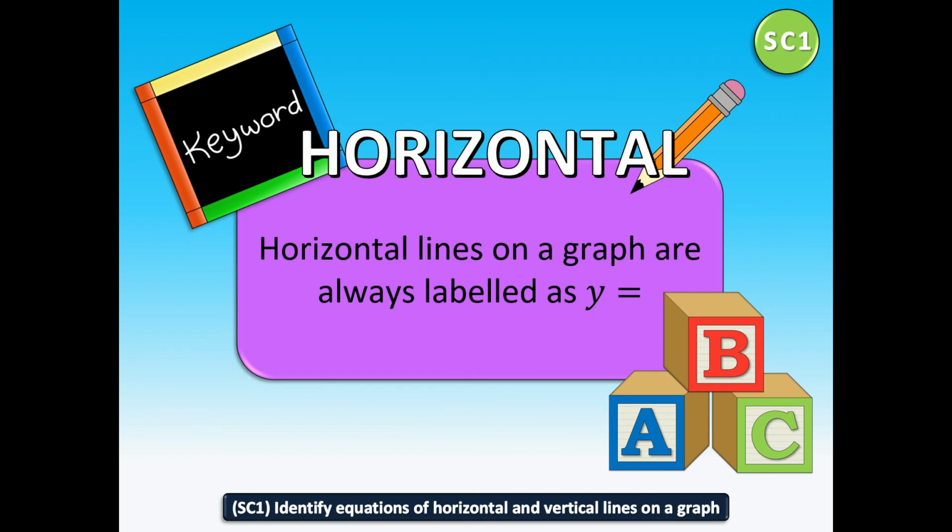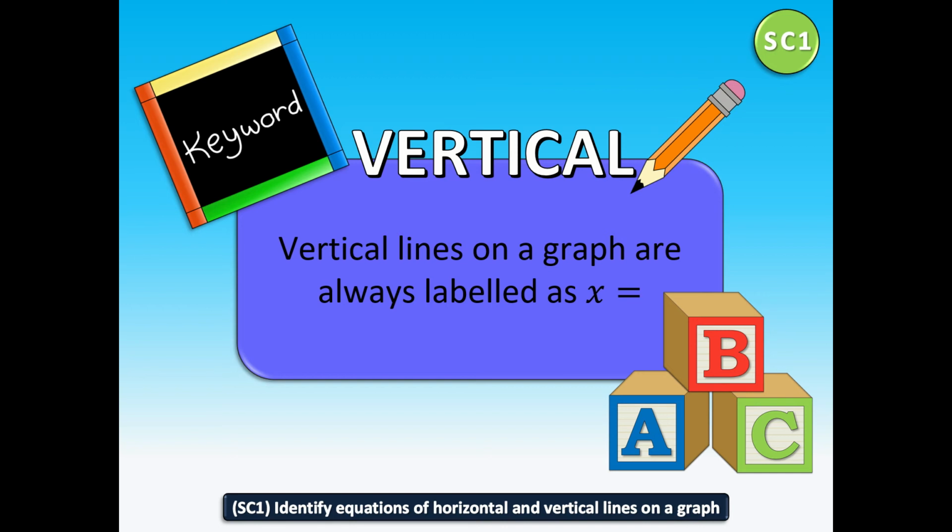So horizontal lines on a graph are always labelled as y equals, and a horizontal line looks like this. Vertical lines on a graph are always labelled as x equals, and vertical lines look like this.